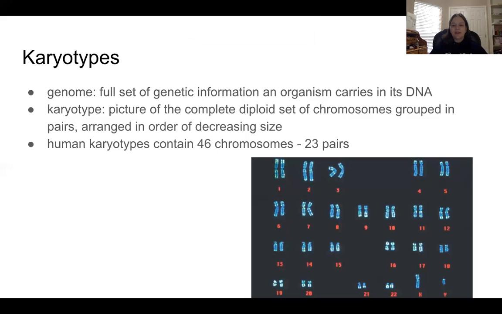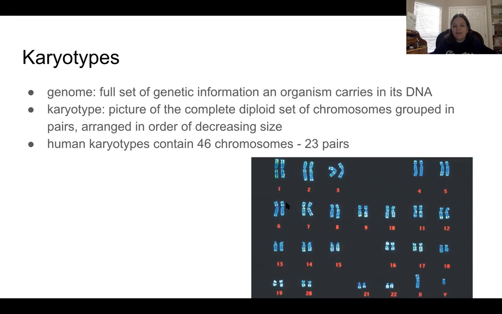So we're going to start by looking at karyotypes. So I was just talking about the Human Genome Project. So your genome or genome, depending on where you're at, is all of the genetic information that an organism carries in its DNA. Okay, so everything, all of your chromosomes, all of your DNA. We can take a picture, basically, of your DNA, of all of your chromosomes. And it's called a karyotype. So this is a human karyotype.